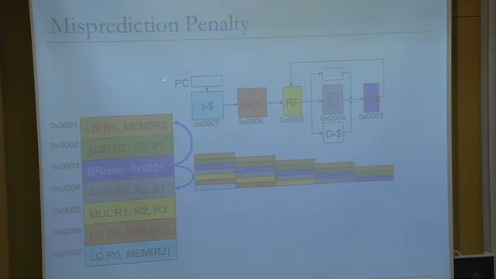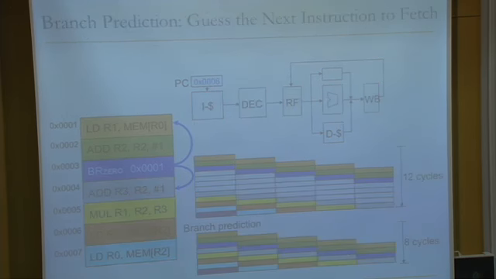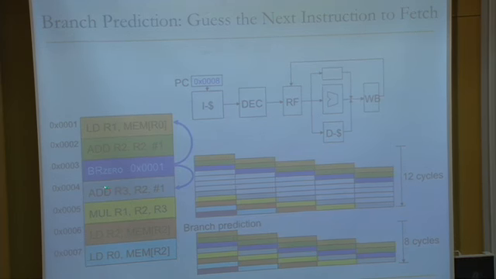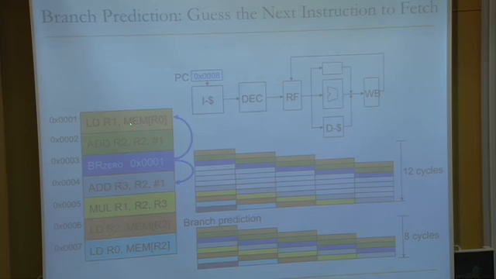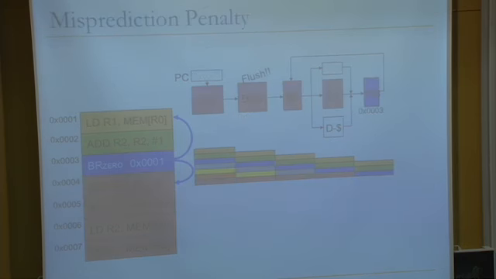Well, what if you're wrong? Then you have a problem, right? If you're wrong, this is the case where the pipeline is full here. The next instruction was predicted to be this add, but what if it needed to be this load? Then you need to flush the pipeline. Does that make sense? This is called a pipeline flush.